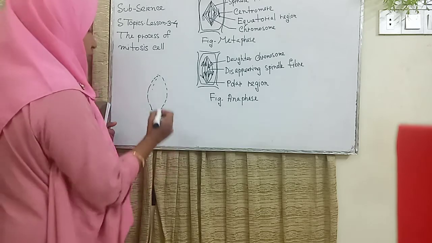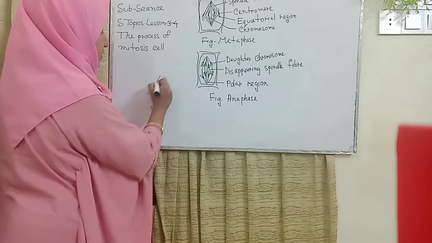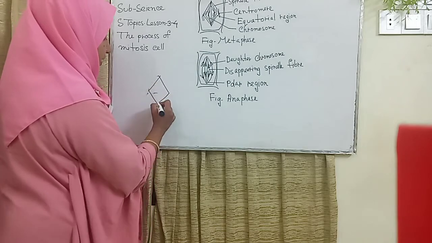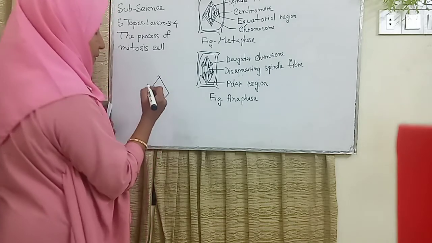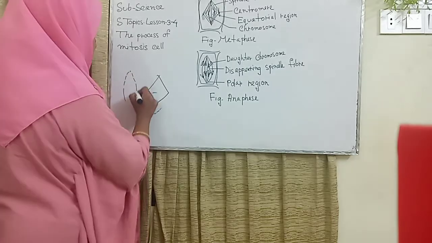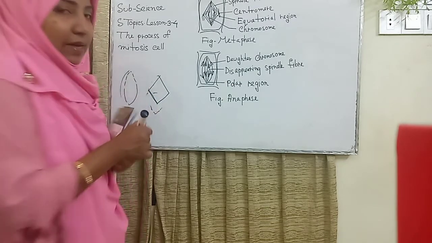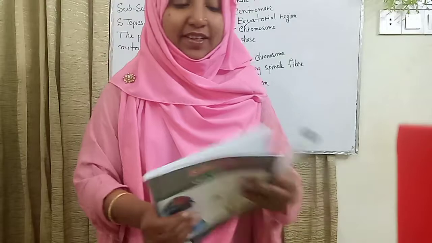But when the chromosome goes to the middle, its shape is round, this structure, and this shape is this type. In the beginning, the spindle apparatus or spindle fiber is this type. Now, the metaphase.